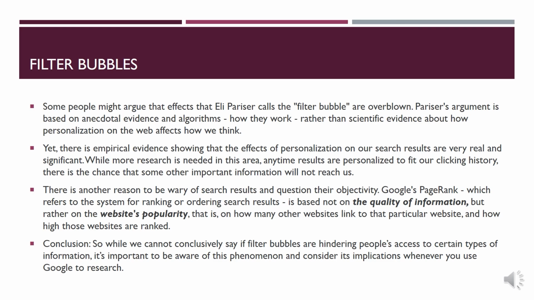There is another reason to be wary of search results and question their objectivity. Google's PageRank, which refers to the system for ranking or ordering search results, is based not on the quality of information, but rather on the website's popularity. That is, on how many other websites link to that particular website, and how high those websites are ranked.